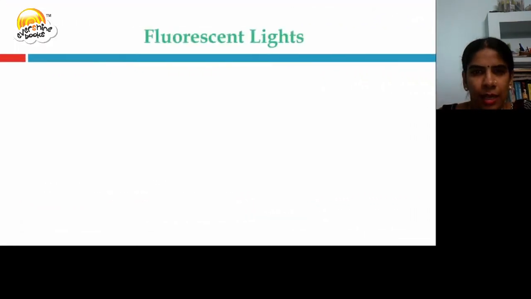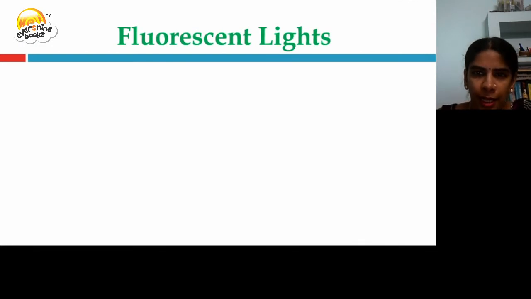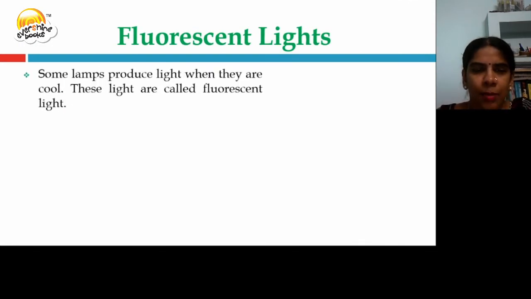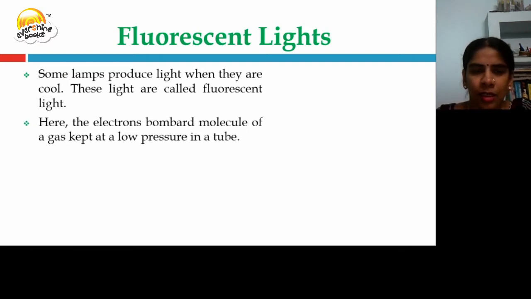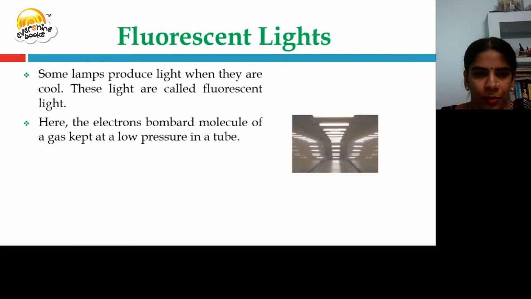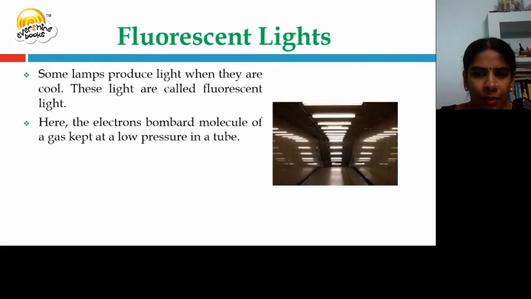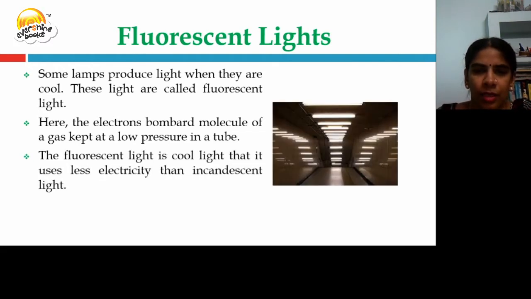Let us see the next type of light, fluorescent lights. Some lamps produce light when they are cool. These lights are called fluorescent lights. Here, the electrons bombard molecules of gas kept at low pressure in a tube. This is a cool light that uses less electricity than incandescent light. So, we often use fluorescent lights.